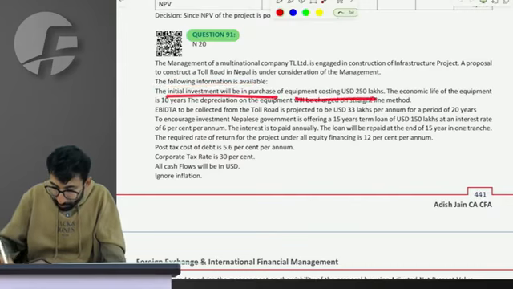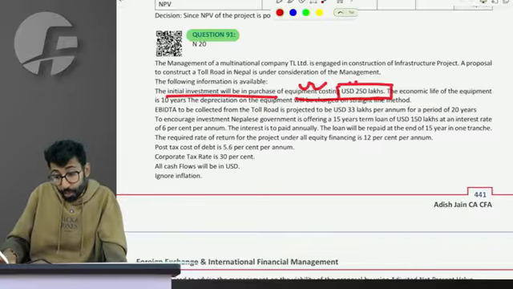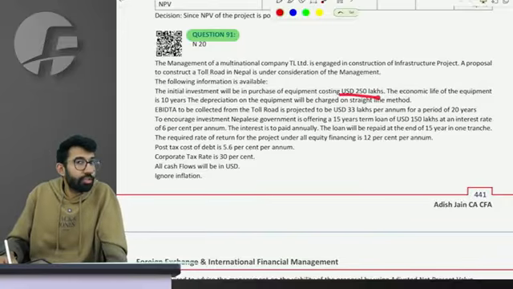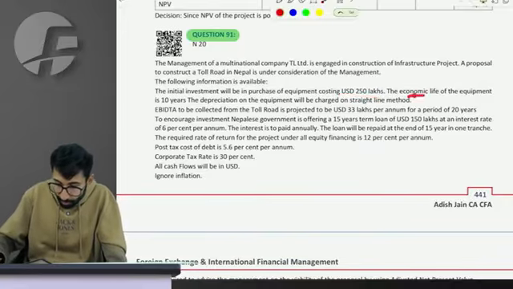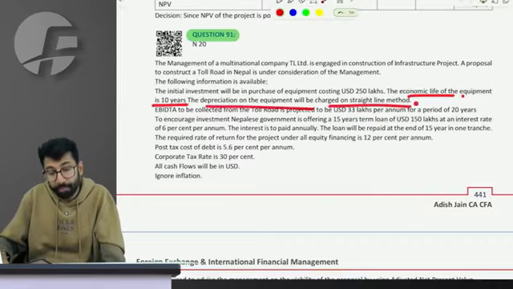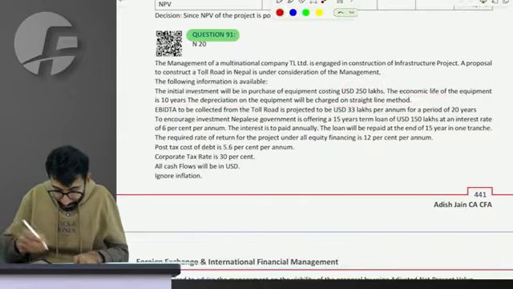Initial investment will be USD 250. To purchase the equipment, you will have to invest USD 250 lakhs. Fine. So investment is in Nepal, but is in terms of dollar. I am which country? No knowledge. The economic life of the equipment is 10 years. Depreciation will be charged on SLM basis. So 25 lakhs per annum is the amount of depreciation.